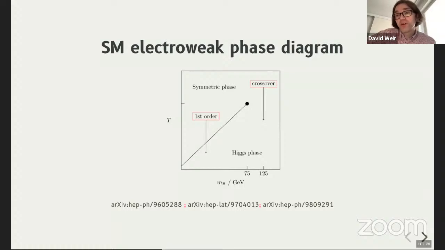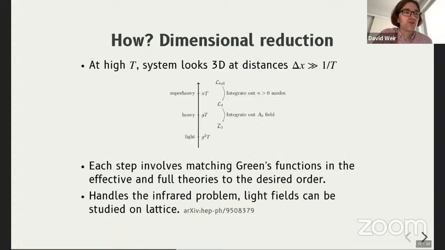The system would proceed through a crossover, and on the y-axis here we have temperature, and the endpoint there, that 75-ish GeV endpoint, is a second order critical point which has the same universality in this model. So we have this very standard electroweak phase diagram, which I said was a very impressive result using non-perturbative techniques in the 1990s, and in particular relies on a technique which we call dimensional reduction.